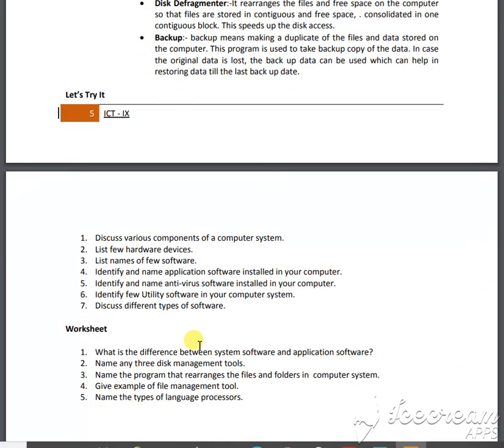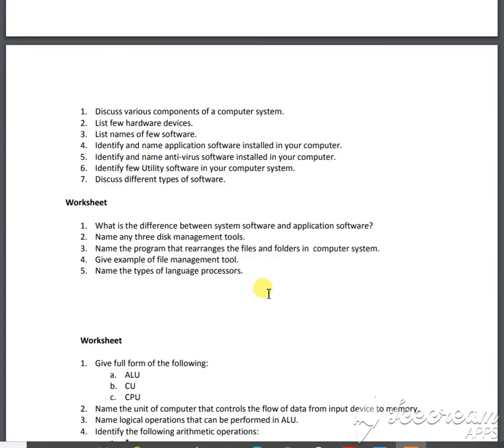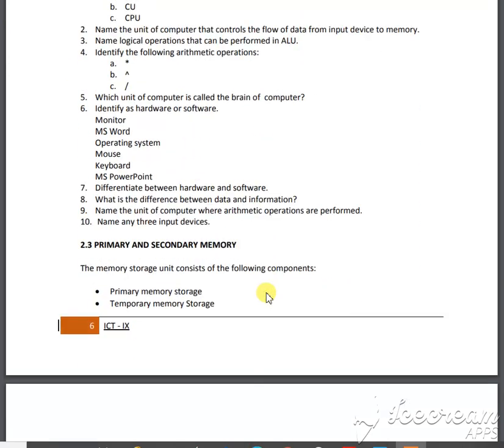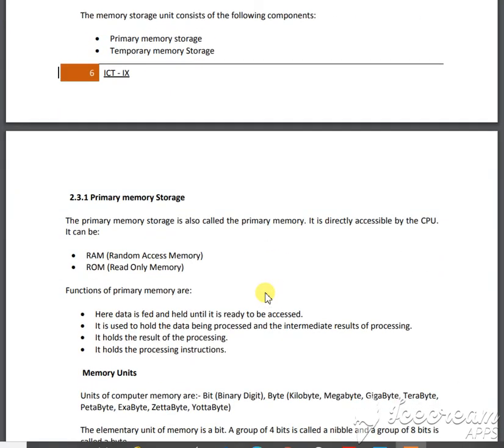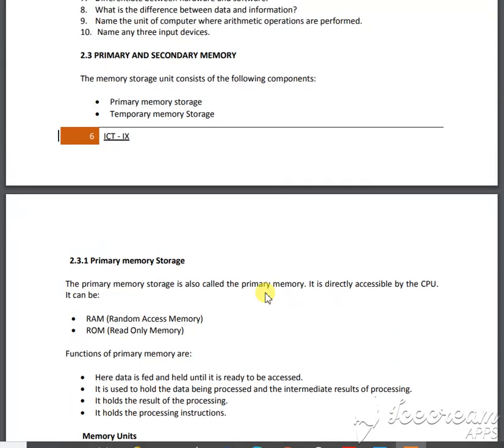So these are the different things we have discussed: the different types of components, hardware devices, software units, the different software sections, application software, antivirus software and other patterns of utility software, and how these different types of software are applicable in our different work.